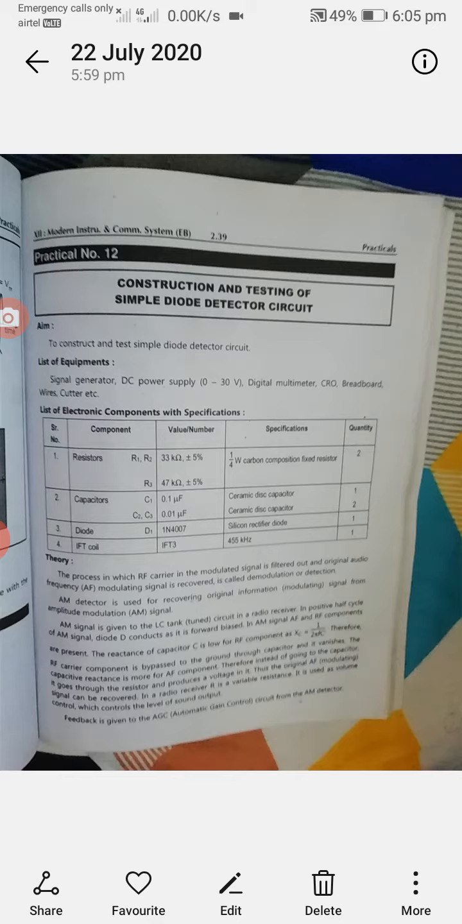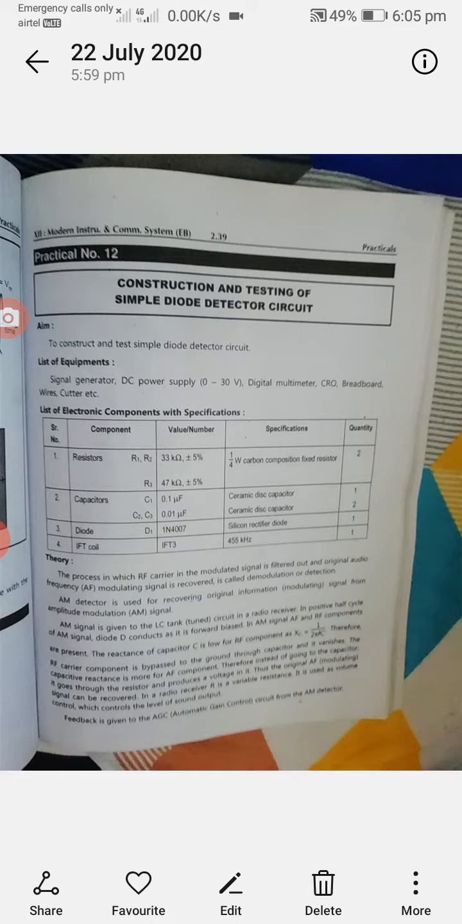Serial number 1: resistors R1, R2. The value of the resistor is 33 kilo ohm plus minus 5% tolerance. Specification of resistor is quarter watt carbon composition fixed resistor. Quantity required: 2 numbers. Resistor R3: 47 kilo ohm plus minus 5%, quarter watt carbon composition fixed resistor.